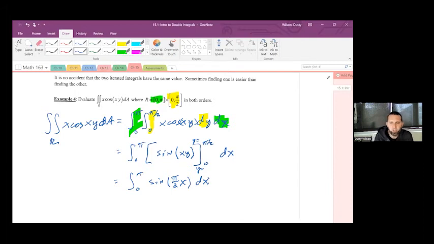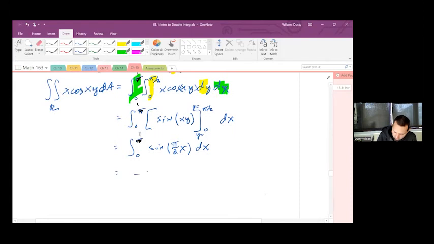I think maybe I'll change my question here. Instead of going 0 to pi, let's go 0 to 1, just to make the numbers a little bit easier to work with. So then the antiderivative of sine of pi over 2 x would be negative cosine of pi over 2 x. But then I also need to multiply by, looks like, a 2 over pi to get rid of that coefficient from the chain rule. And we're going to evaluate from 0 to 1.